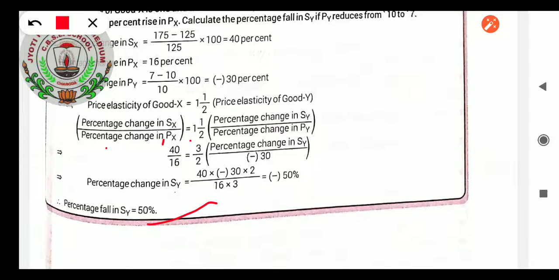50%. You know very well how to cross multiply. 1 times 2 is 2, 2 plus 1 is 3, so 3 by 2; that is how we got it. We have converted the mixed fraction into a simple fraction. Now we will cross multiply. The 2 shifts across with 40, so 40 into minus 30 into 2 is minus 60, divided by 3, and we got the answer minus 50%.